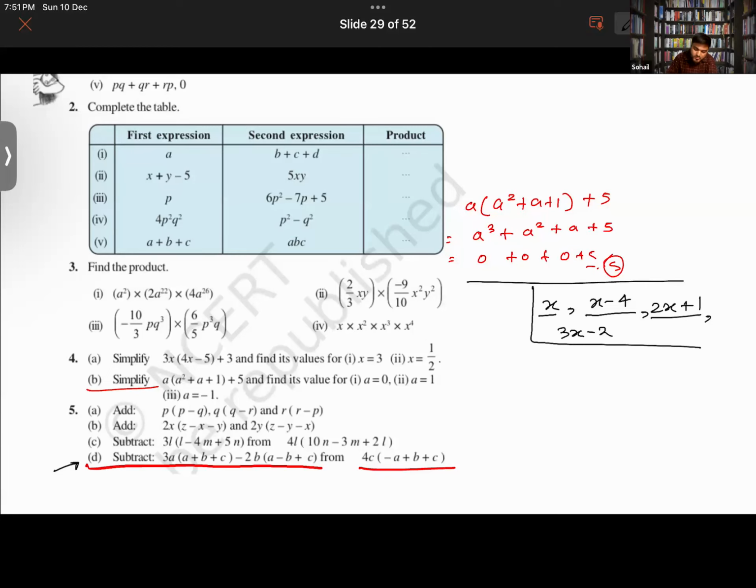Sir, I got the value. What value are you getting? 3a² plus ab plus 3ac plus 2b² minus 2bc. Okay, question number 5 is also being solved now. What value are you getting again? Repeat. Sir, 3a² plus ab plus 3ac plus 2b² minus 2bc. Okay. Others also do tell me what value you are getting.